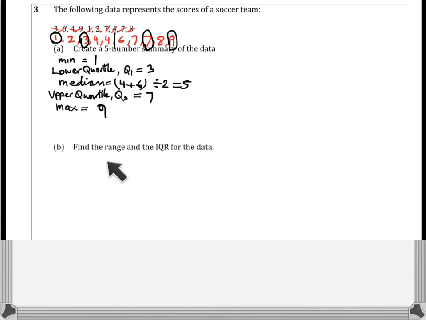Okay, part B, we have to find the range and the interquartile range for the data. Well, the interquartile range is Q3 minus Q1. So that is this number here, your upper quartile, 7, and you're subtracting 3, and that gives you a value of 4. Now your range would be the maximum number, 9, subtract the minimum number, 1. So in this example the range is a value of 9 take 1 is 8.